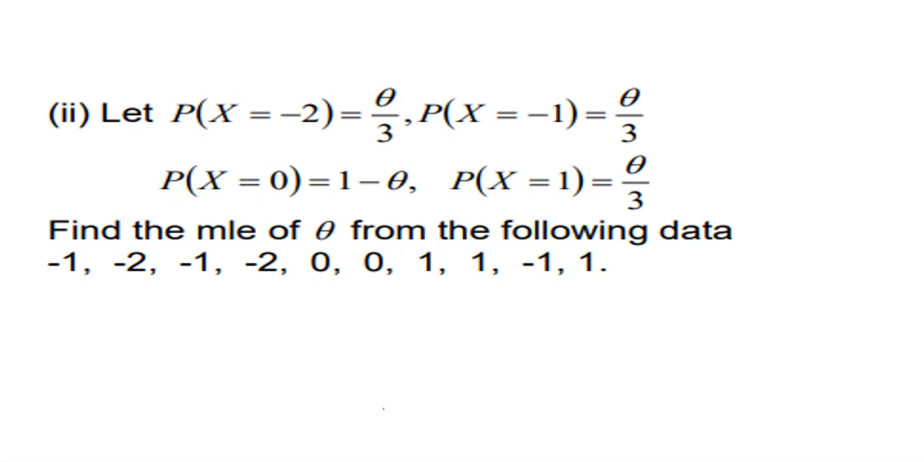क्वेश्चन में क्या बोला है? क्वेश्चन में बोला है लेट probability of x equals to -2 equals to theta by 3 and probability of x equals to -1 is also theta by 3 and probability of x equals to 0 equals to 1 minus theta and probability of x equals to 1 equals to theta by 3. So find the MLE, that means maximum likelihood estimator of theta from the following data set. So how can I find?